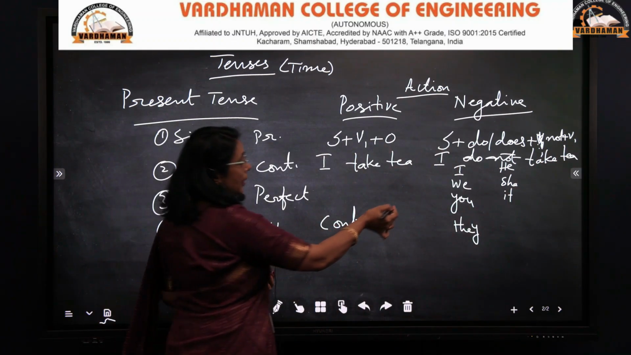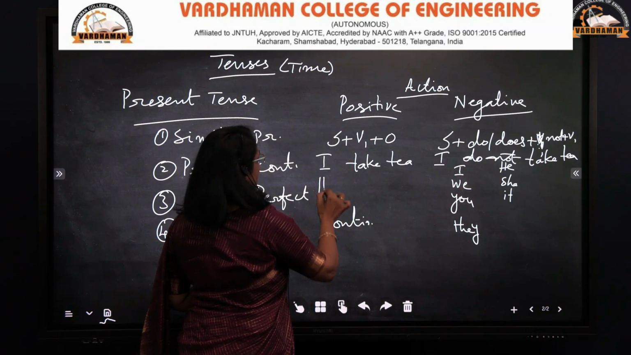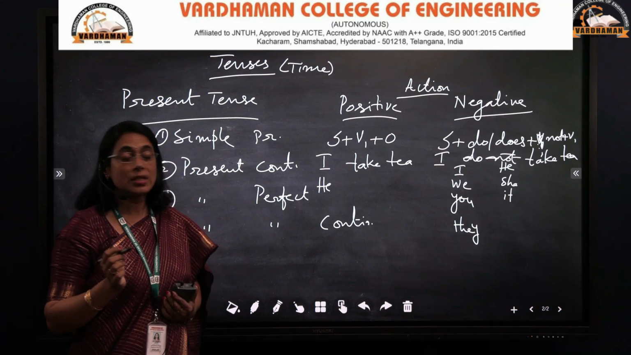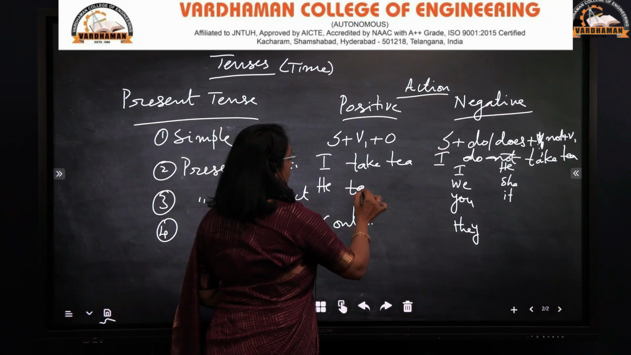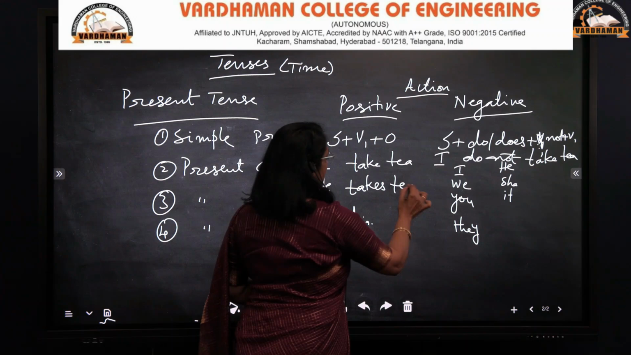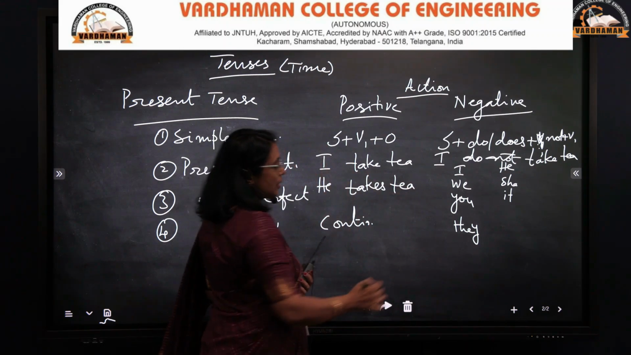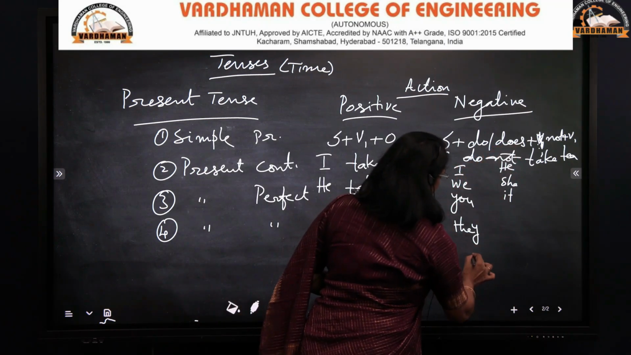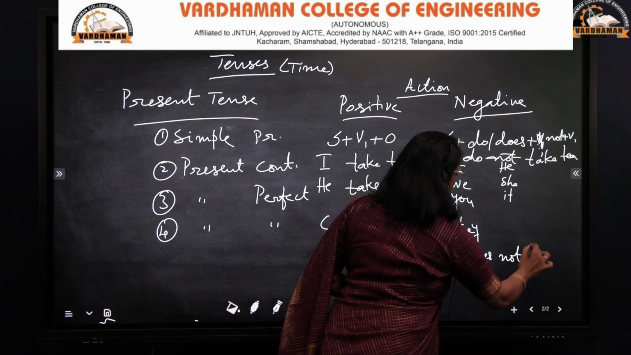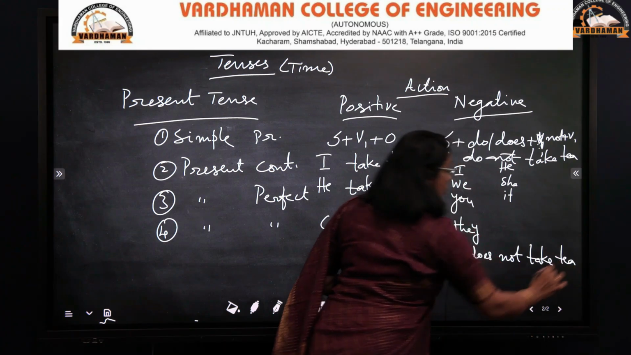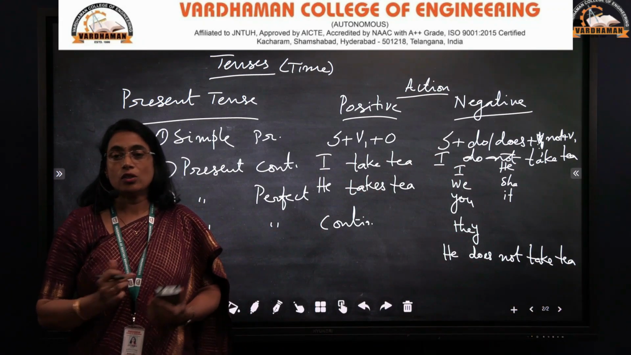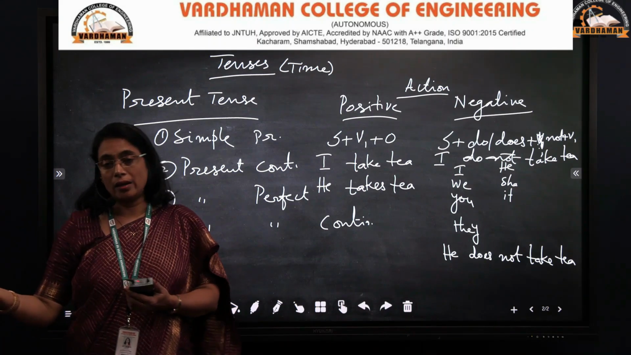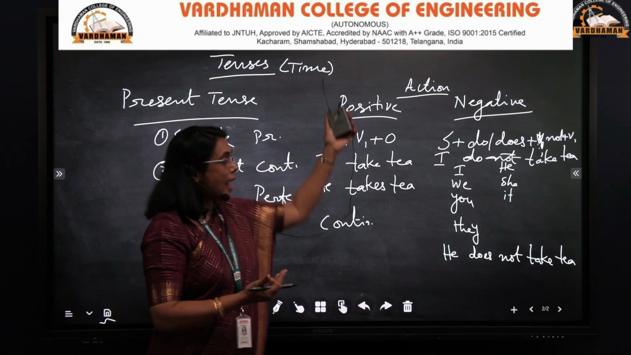Suppose you take he as the subject. Instead of take, we have to go for takes. For all the third person singulars, we have to use the S form. So it is he takes tea. And if it is a negative sentence, we start with he and take the helping verb does: he does not take tea, or she does not take tea, or Raju does not take tea, or my mother does not take tea. But we do not take tea, I do not take tea, they do not take tea. So this is for action verbs.